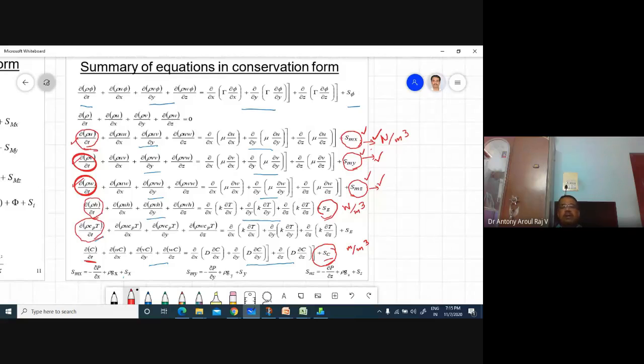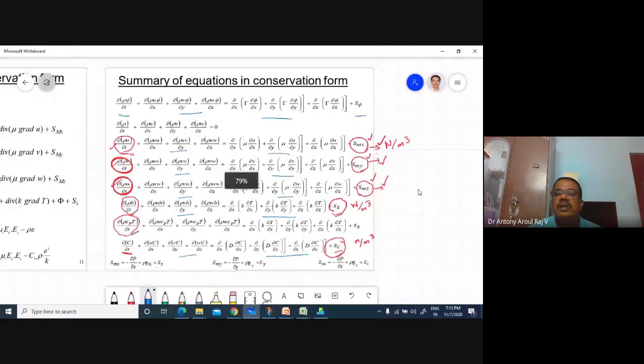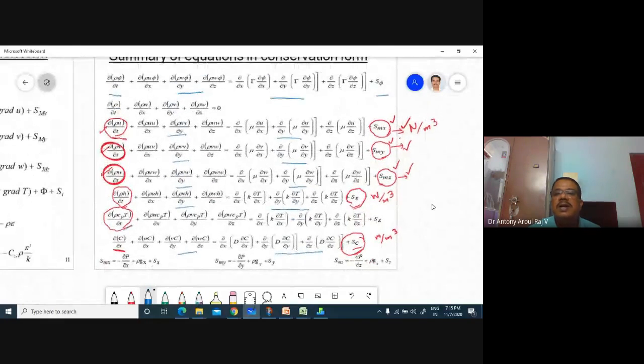Okay, fine. So now we know about the transient terms. We know about the source terms. And yesterday I introduced to you the convection terms also. So how is the fluid flowing? What is the reason for the fluid to flow? That we have to understand.